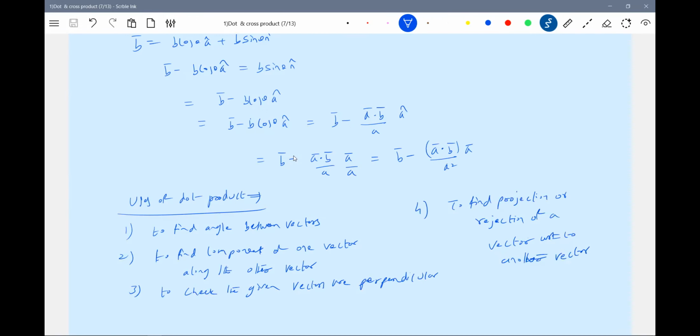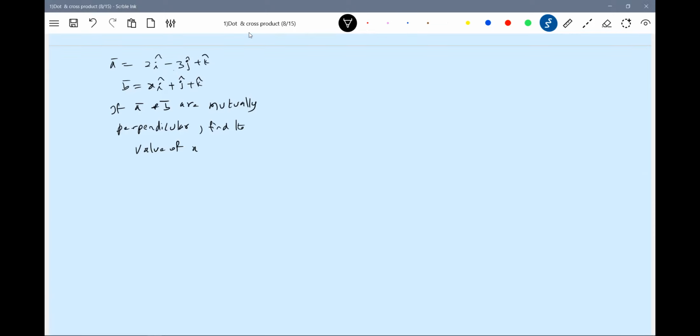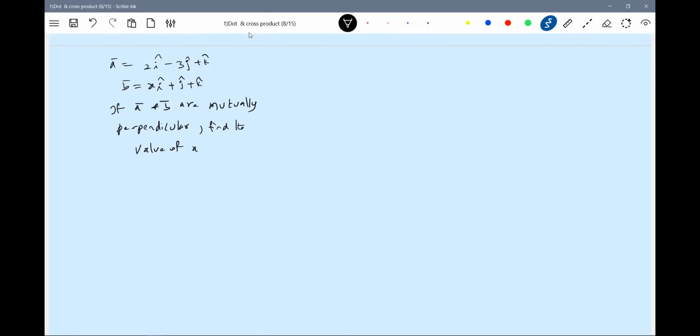We'll discuss a few problems. If a bar equals 2i cap minus 3j cap plus k cap, b bar equals xi cap plus j cap plus k cap, and if a bar and b bar are mutually perpendicular, find the value of x. Can we find out anything? Yes, definitely. They're telling us it's perpendicular, so I'll proceed like this. A bar dot b bar should be equal to zero.